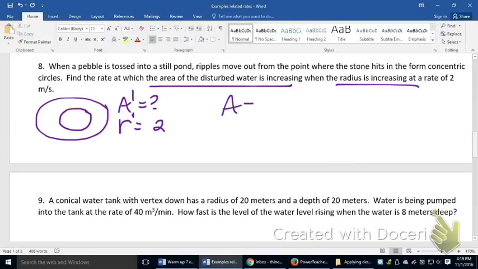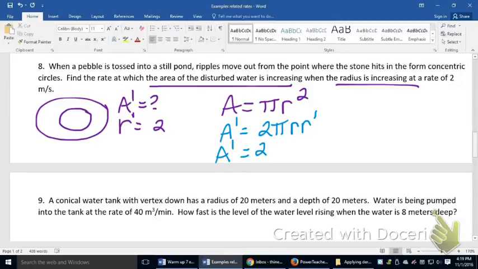This is one you would need to know. That's area equals pi r squared. So let's find the derivative. Area prime equals 2 pi r r prime. Substitute in what we know, which is only r prime.